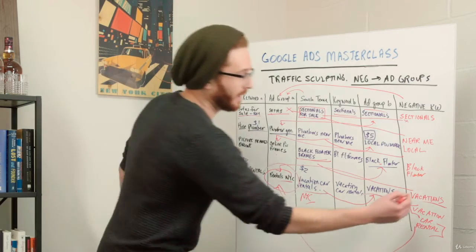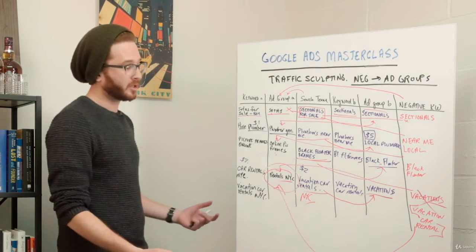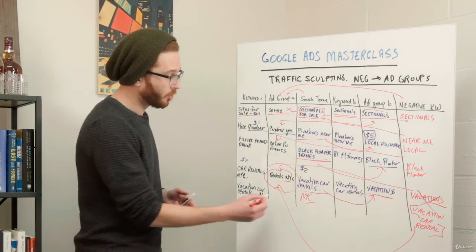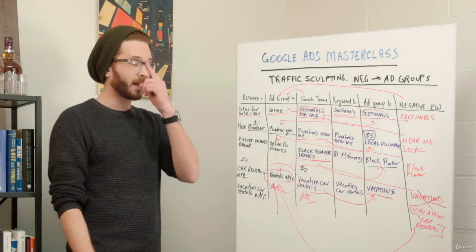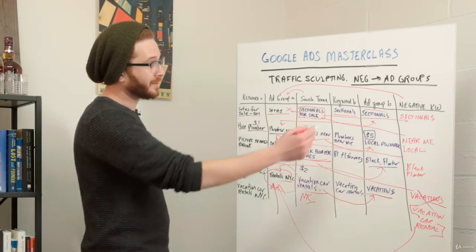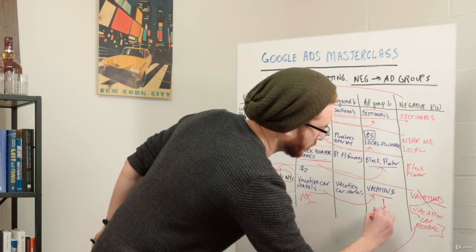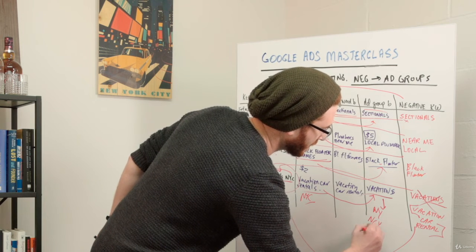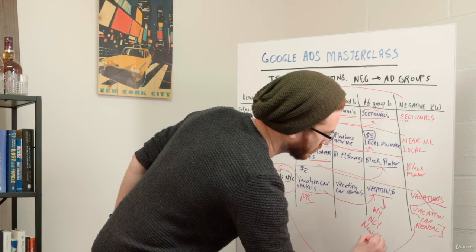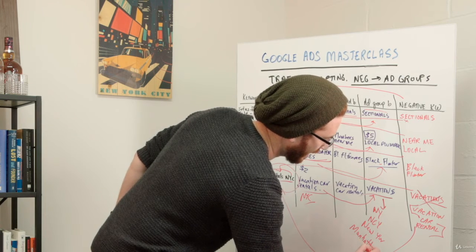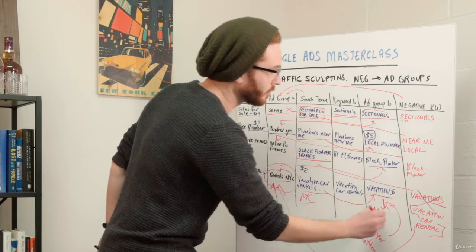But let's say I remove that negative. If somebody searches for vacation car rentals NYC, then Google could still show this ad. And if I want to get even more sophisticated, I would go into my ad group B, and what would I do? I would add New York, NYC, NY, Manhattan. I would add all these as also negatives to do a dual sculpt.